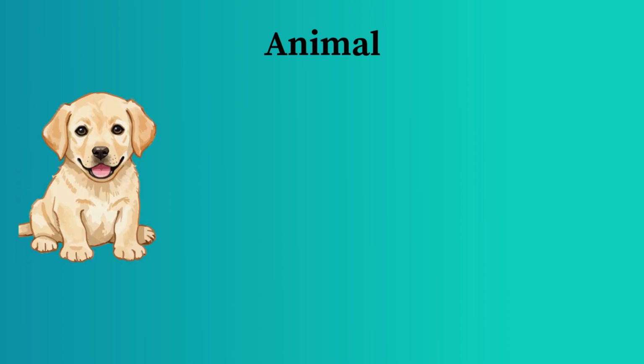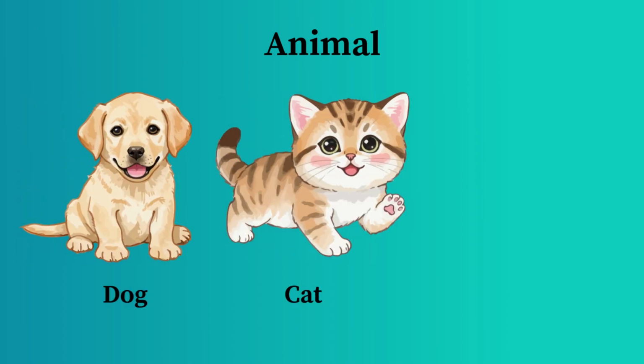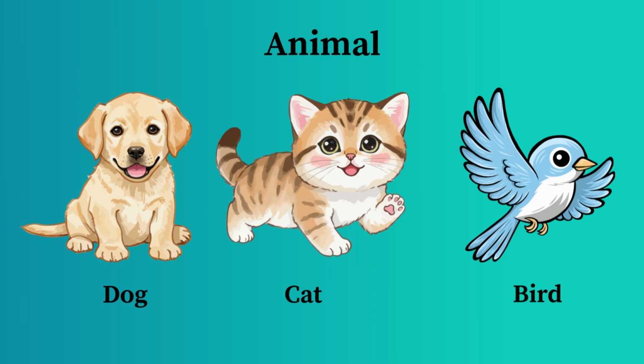Animal. An animal is a noun. Let's see some examples. Dog, cat, birds. Animals are nouns too. Very good.